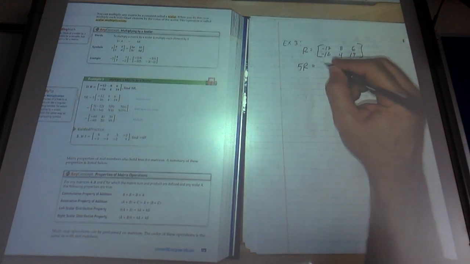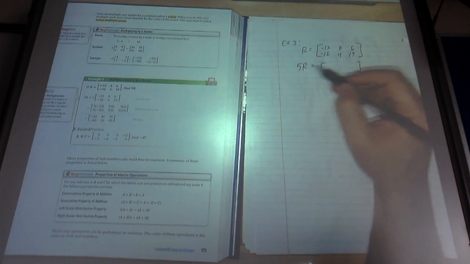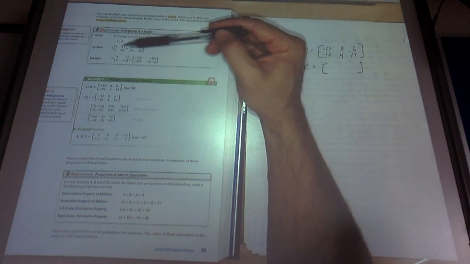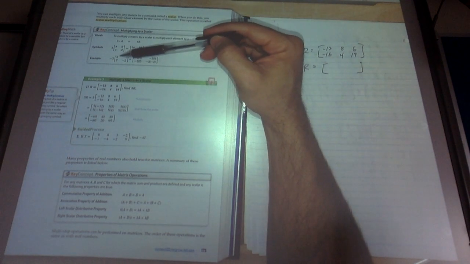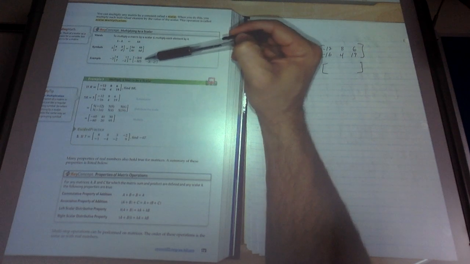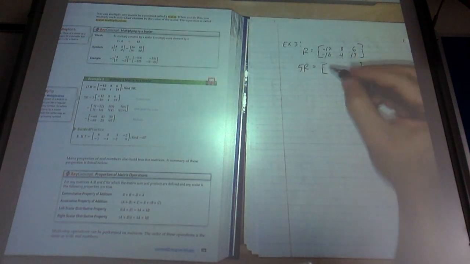What that literally means is I'm going to multiply 5 by every element, in this instance, in matrix R. So it's real simple. It doesn't matter the size of the matrix at all. We're just going to distribute. What happened up here when they're teaching you scalar, they put a scalar of -3 in, and they multiplied each spot by -3. Well, that's what we're going to do with 5 right here.